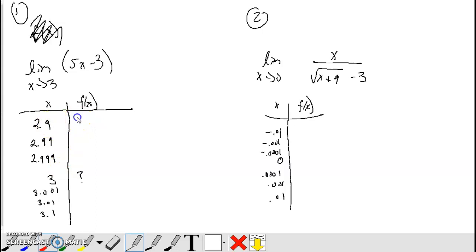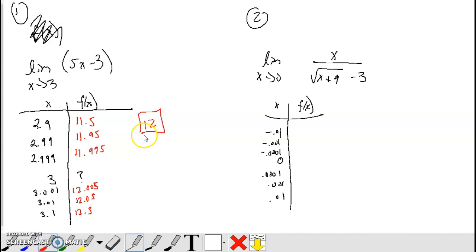And again, what we're going to see is what we get the closer we get to 3. So at 2.9, we're going to get 11.5. And then 2.99 is about 11.95, something like that. And then we're going to get 11.995. So it looks like I'm getting closer and closer to 12. Over here, I get 12.5, and then this is 12.05 and 12.005. So again, I'm pretty confident that my number is going to be 12.